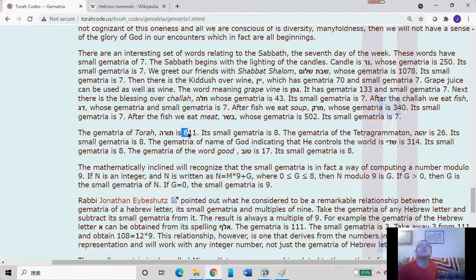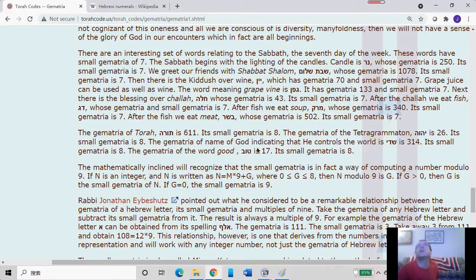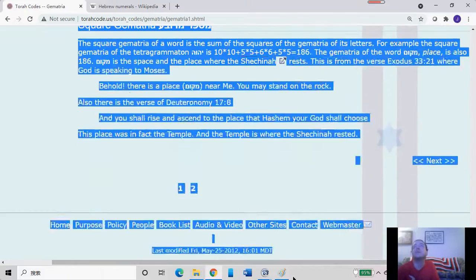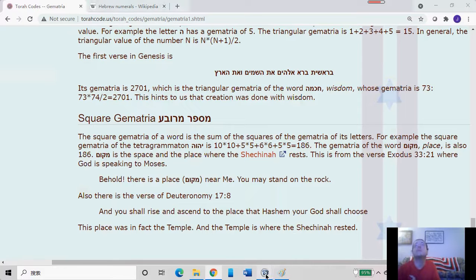What is small gematria? What is 6 plus 1 plus 1? What is 2 plus 6? What is 3 plus 1 plus 4? The gematria of the word good is 17. Its small gematria is 8. So this is fascinating, but you can see it gets really complicated when you look at other things here. It's really a complicated system.